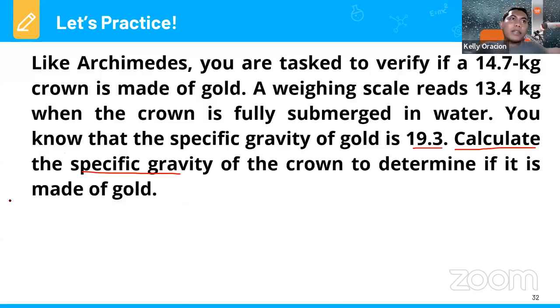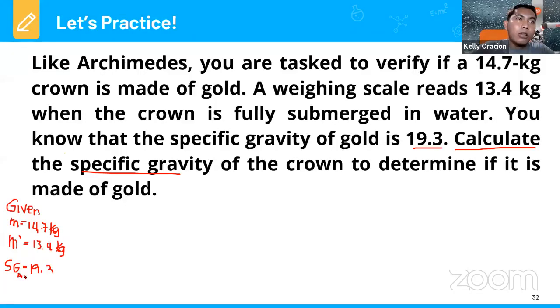In this case, we are going to write the given. The actual mass, yung given mass rather, is 14.7 kilogram. Then the apparent mass is 13.4 kilogram. That's the apparent mass. Then the specific gravity of the gold, AU, is 19.3. AU means gold. That's aurum.